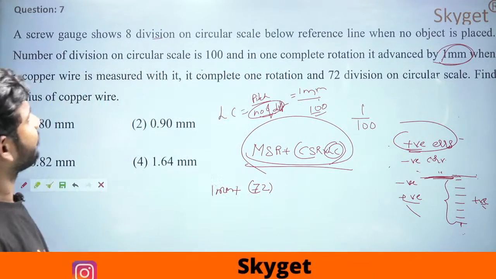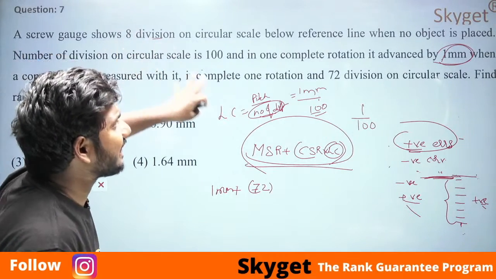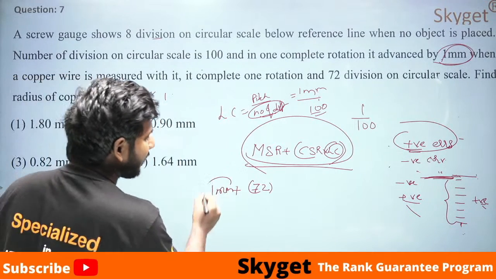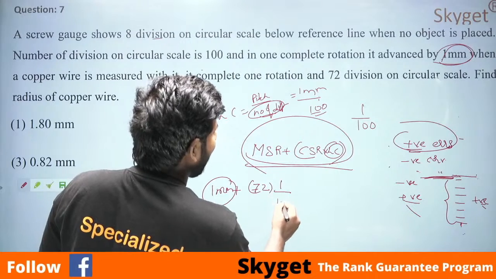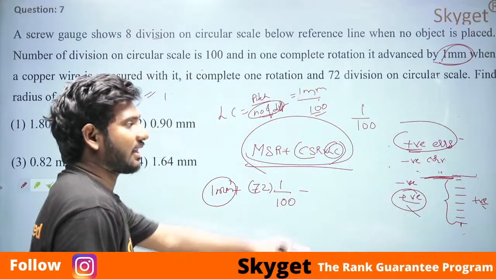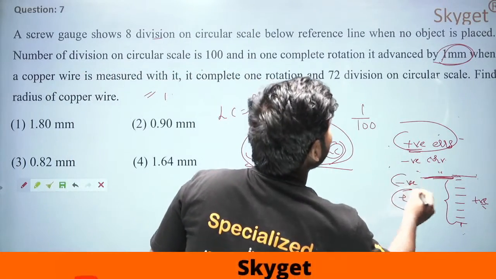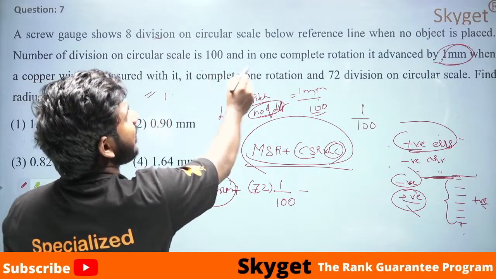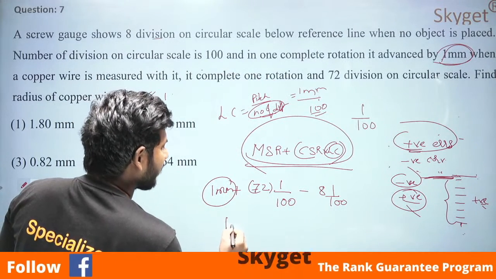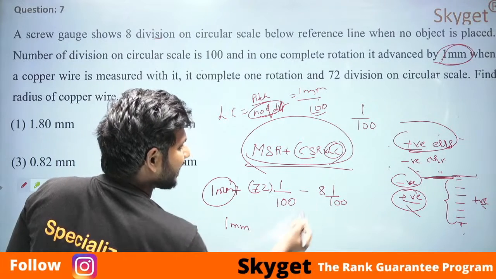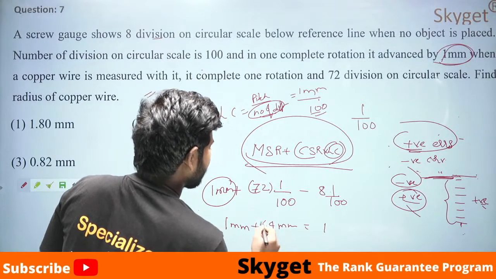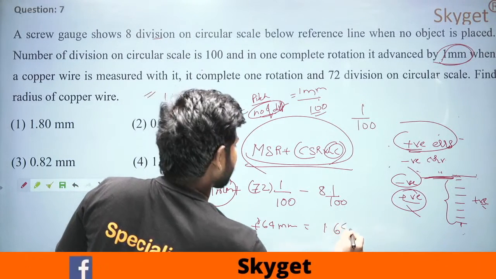The main scale reading is not given in the question as typed here, so the main scale reading is 1, students. So 1 plus 72 into 1 by 100, minus the error. Positive error is there, so negative correction should happen. 8 divisions are matching, so 8 into 1 by 100. So this will be 1 millimeter plus 72 minus 8, that is 64, so 0.64 millimeter. The answer will be 1.64 millimeter.